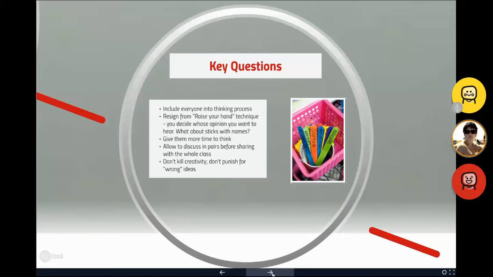And what happens if the person doesn't know the answer? No comment like, okay, sorry, you don't know the answer or something like that. I just pick up another person. I don't kill the creativity. I don't punish them for wrong ideas. There are no wrong ideas. Sometimes you may know something, but not precisely, and there's nothing wrong about it. You come to school to learn, not to show off. So then we go to another person.